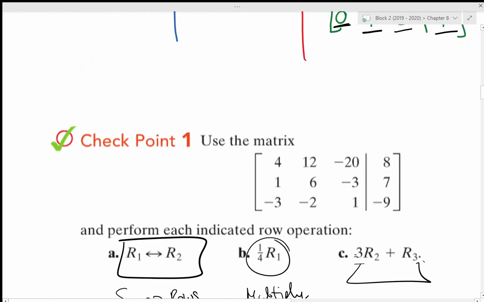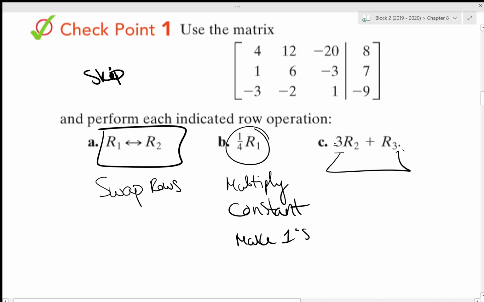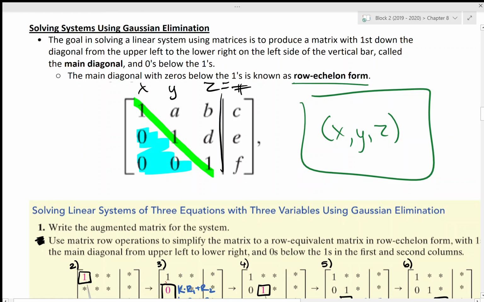Remember, we skipped this because there was no reason for us to do this twice. You guys know what to do. So remember, solving systems, okay? To get that main diagonal of ones and then the zeros below. Okay, great. So I want to get this main diagonal of ones and the zeros below.